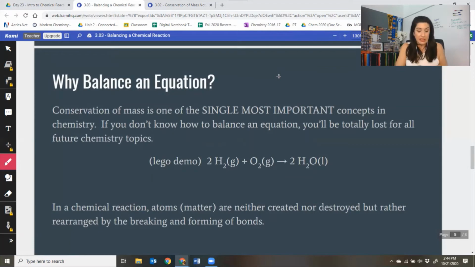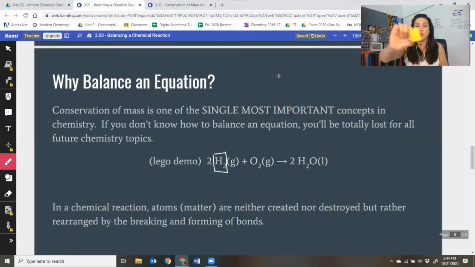Let me show you a little example of what I mean by balancing equations. So I have a set of Legos from when my kids were little. The yellow represents hydrogen. So this is hydrogen gas. You could see in my chemical formula right here, one molecule of hydrogen gas is H2, meaning it has 2 atoms of hydrogen bonded together to form hydrogen gas.